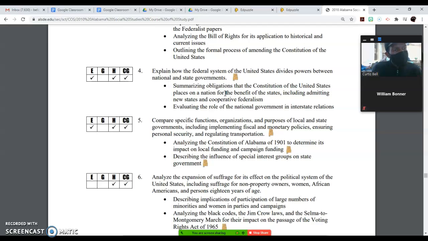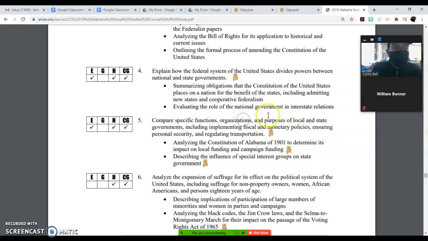And just like the president has a vice president who succeeds him if something happens, the governor has an assigned individual called the lieutenant governor that succeeds that individual if something was to happen to them. And we have to summarize the obligations in the Constitution of the United States, the benefits of state, how you admit new states, and what we call cooperative federalism. And then, of course, evaluating how the national government assists in interstate relations.